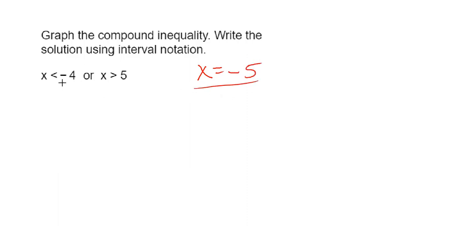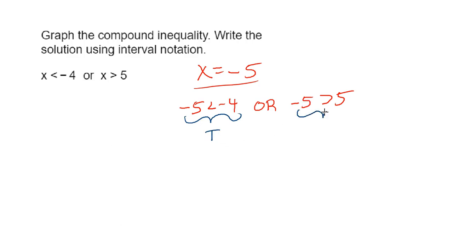So let's plug that into this compound inequality here. -5, we'll plug that in for x, so we get -5 is less than -4, or -5 is greater than 5. So let's see if this works. Is -5 less than -4? Yes, that is true. Is -5 greater than 5? No, it's not. That's false. But for an OR, all we had to do was get one of these right, and OR is happy, and will register as true for the statement as a whole. And so -5 is a solution to this compound inequality.